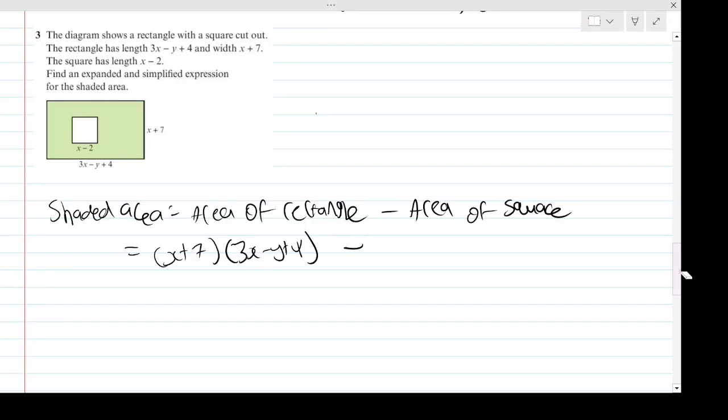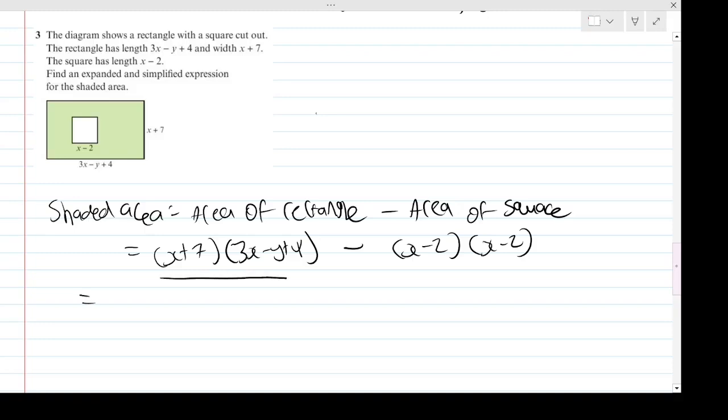And then the area of the square is here. So it's going to be x minus 2, and it's going to be squared, isn't it? So we're going to times by another x minus 2, because obviously squares have the same length, so you just times the length by itself to get the area. Cool. Okay, so then all that's left to do is expand this whole thing out.